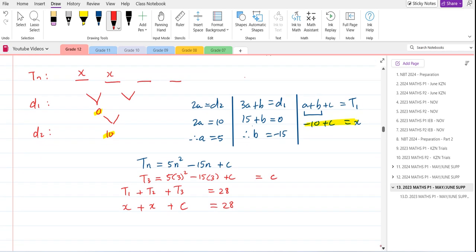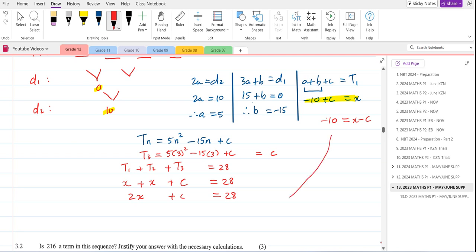So now I have a simultaneous equation to work with, because we know this is 2x plus c is equal to 28, and we know minus 10, we can rewrite this in this form. So we can take the c over, so x minus c is equal to negative 10. So let's put this equation down here. Now if we eliminate these two by adding, we're getting 3x is equal to 18. Therefore x is equal to 6.